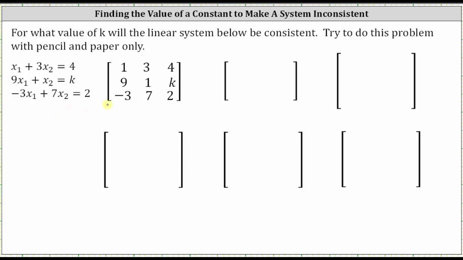So let's begin with the augmented matrix for the given system, and then write the augmented matrix in reduced row echelon form. Notice equation 1 gives us the row 1, 3, 4. Equation 2 gives us the row 9, 1, k. Equation 3 gives us the row negative 3, 7, 2.